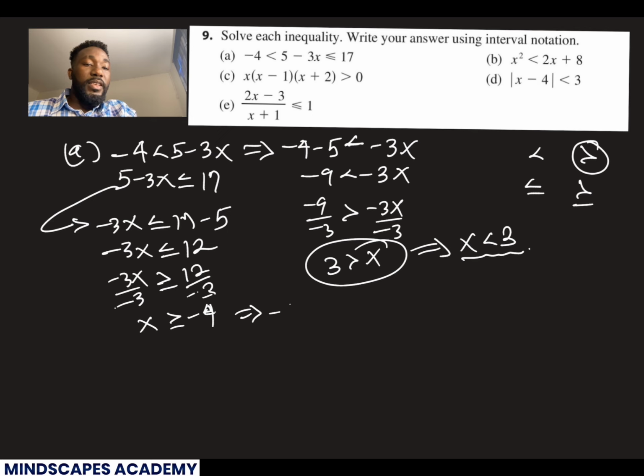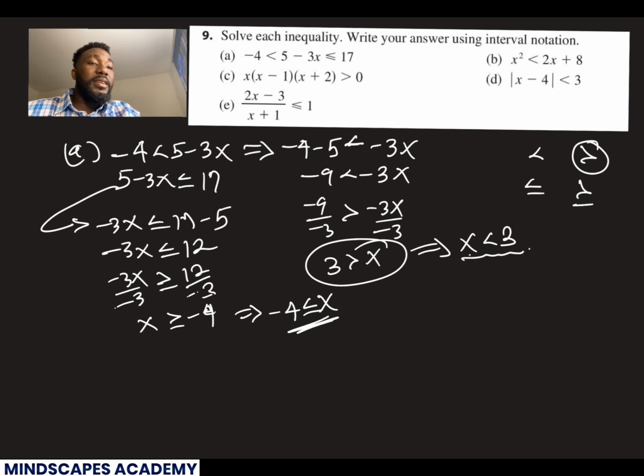So this implies that negative 4 is less or equal to x. So this actually means that x can be negative 4 or x is greater than negative 4. But we have two sets of problems, that is, two sets of solutions.